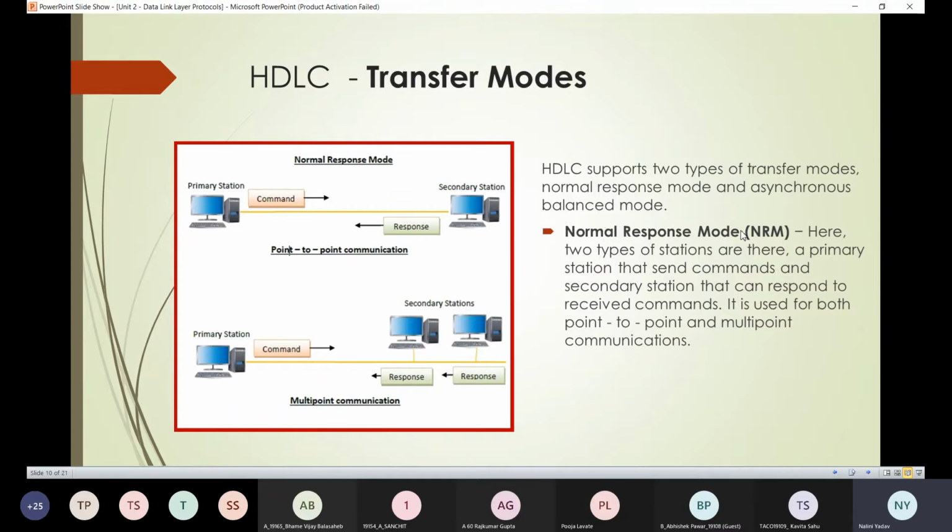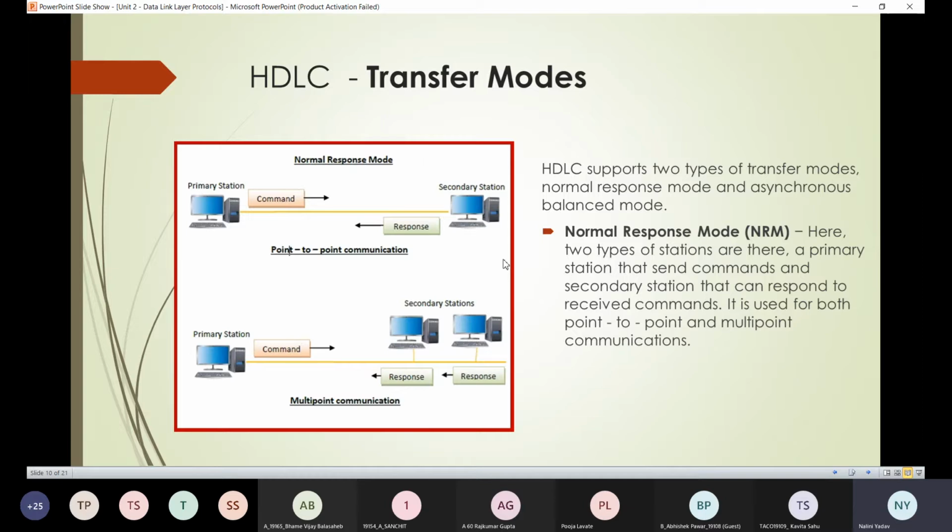There are a few transfer modes which are used in HDLC. These transfer modes are used in point-to-point communication and multi-point communication. What do you mean by point-to-point communication? In a point-to-point communication, we have one primary station and one secondary station, and only these two stations communicate with each other. In a multi-point communication, we have one single primary station, but there will be multiple secondary stations which can send responses at a time.